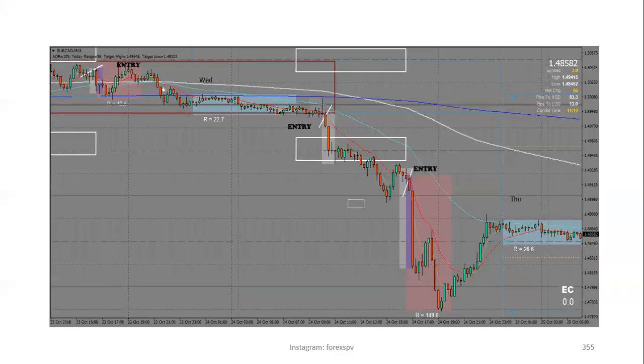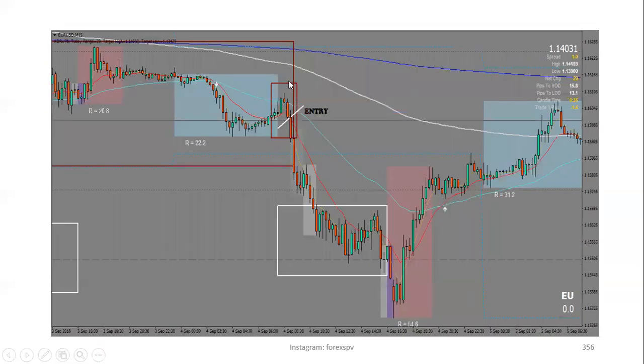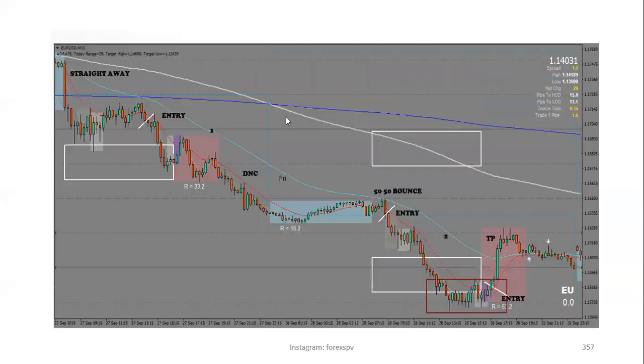So we have an example here of a pin on the 50 EMA, a type 3 London pattern. That's a 50-50 bounce trade right there. We have a morning star pattern around the 50 EMA, and usually it occurs very early. We also have a 50-50 bounce trade right here.